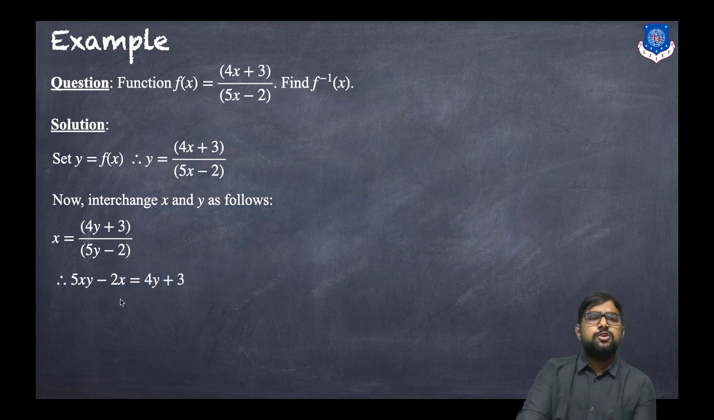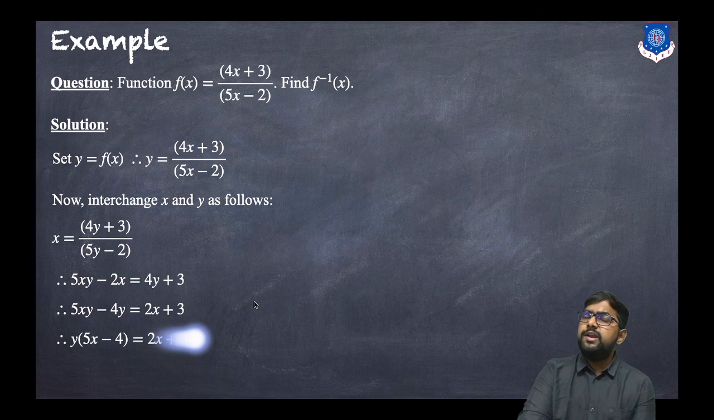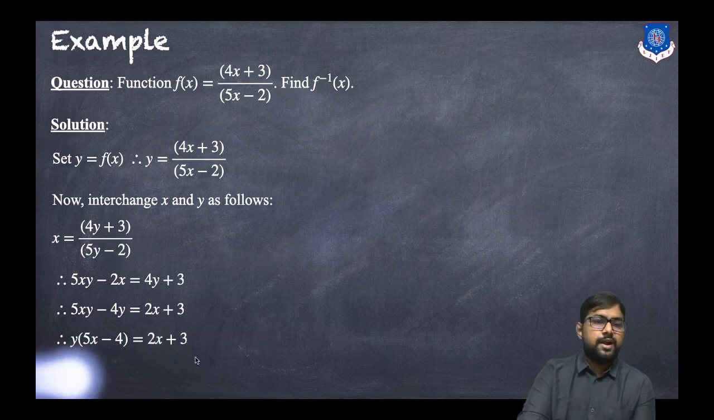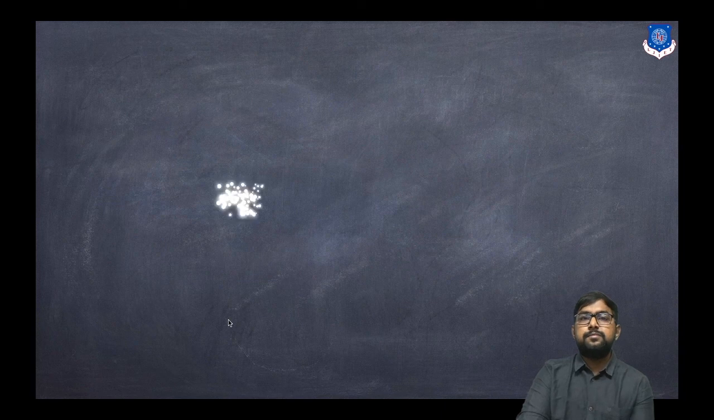So just cross multiply. So 5xy minus 2x equals 4y plus 3. Therefore, after opening the brackets, just combine the terms with x and y. Fine. So you will get y(5x minus 4) equals 2x plus 3. So that means y equals f inverse of x, and that is (2x plus 3) divided by (5x minus 4). Thank you.